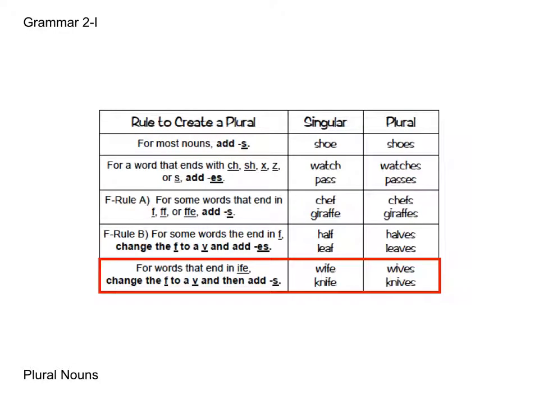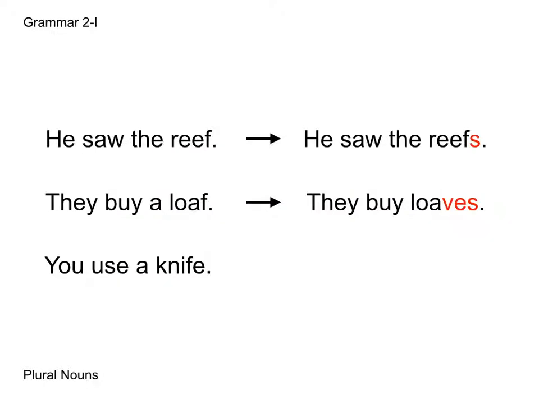And then our last rule is going to be for words that end in ife, change the f to a v and then add s. So our examples here are wife and knife, and that would become wives and knives. We're actually going to use knife in our example sentence. So we have you use a knife, and then that would become you use knives. Notice that the v replaces the f, and we're adding s to the end.